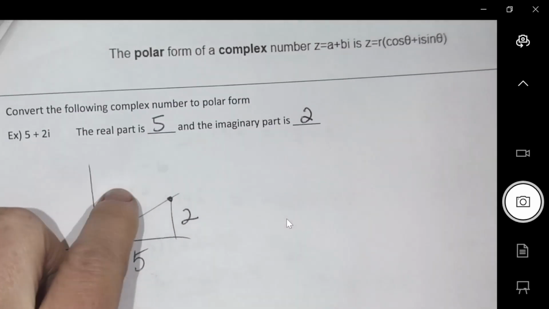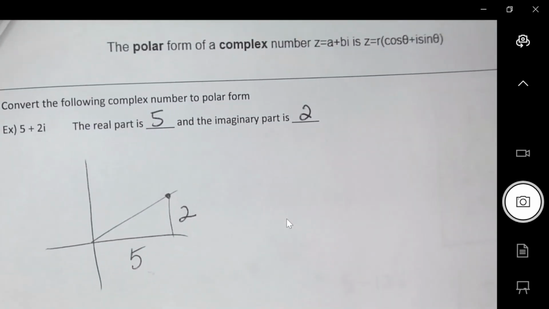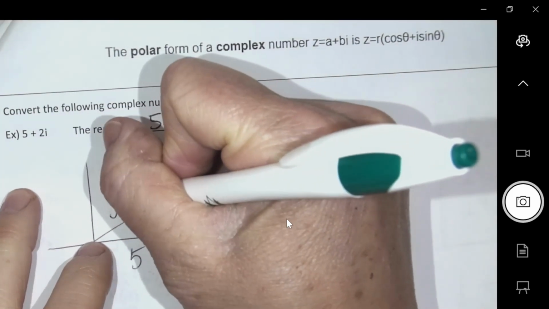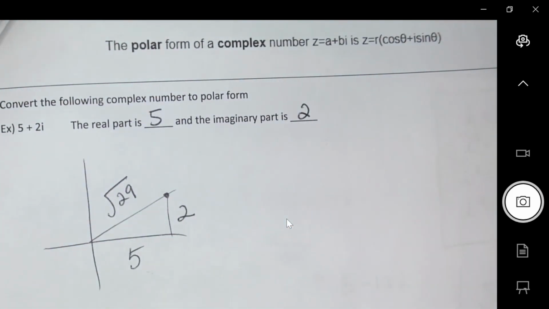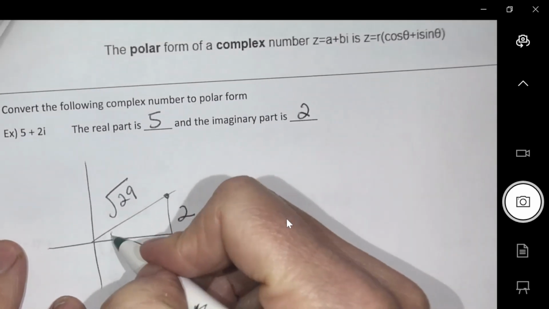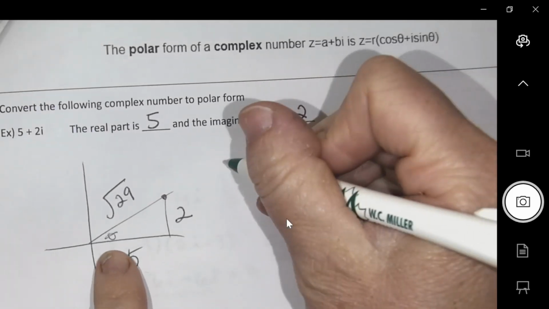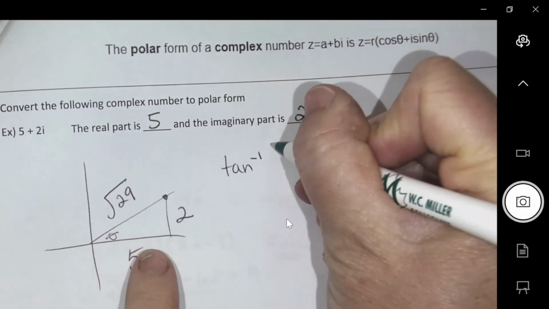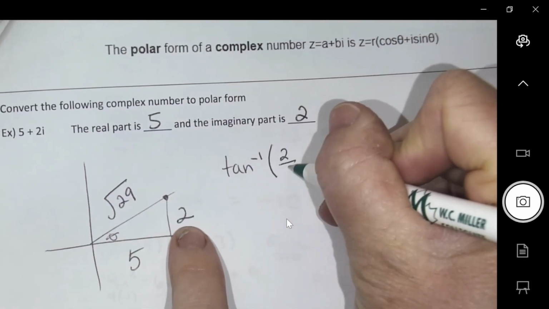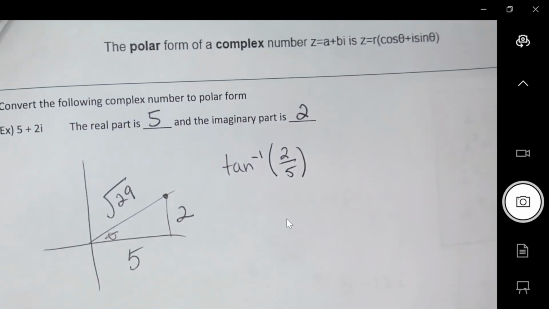Okay, what do we have as the third side of that one? I feel like that one does not square root nicely, right? 29, so leave it, root 29. And how would I get this angle? Remember, I'm going to tan inverse the y over the x, or opposite over adjacent.